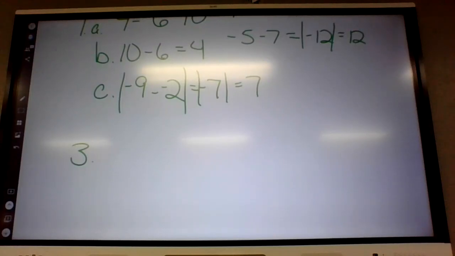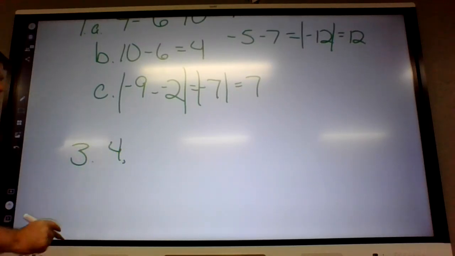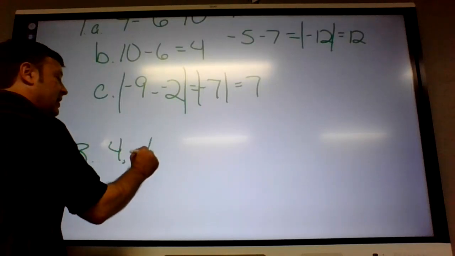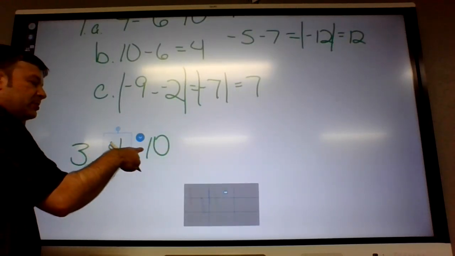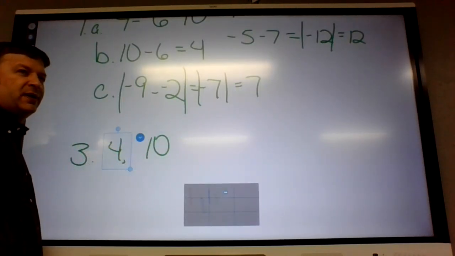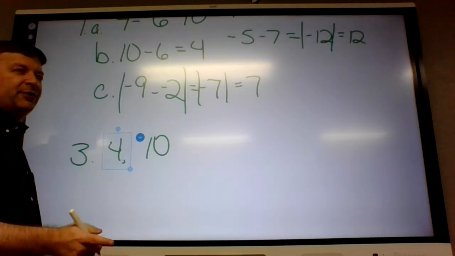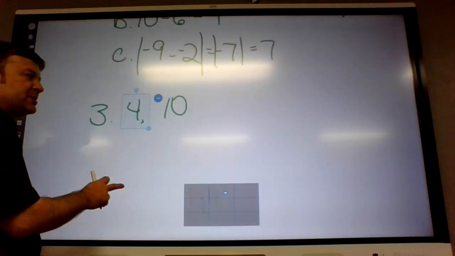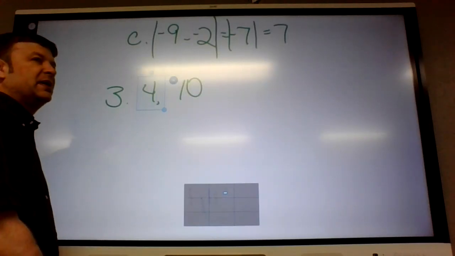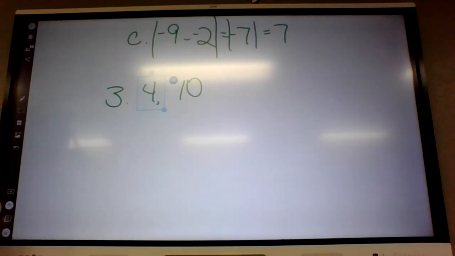Okay, 3 says find the midpoint of segment FH. So F is at 4 and H is at 10. So how do we find the coordinate of the point? That's what number would be right between 4 and 10? How would we find it? There's a harder way and an easier way. Anybody think they might know the harder way? How do you find a number right between 4 and 10?